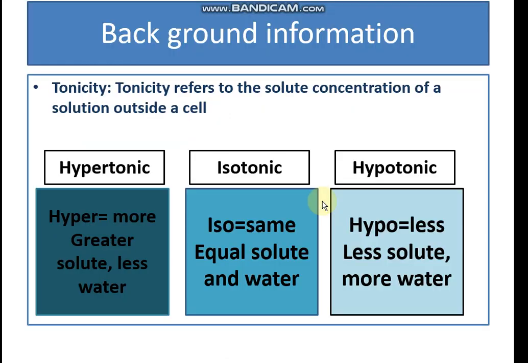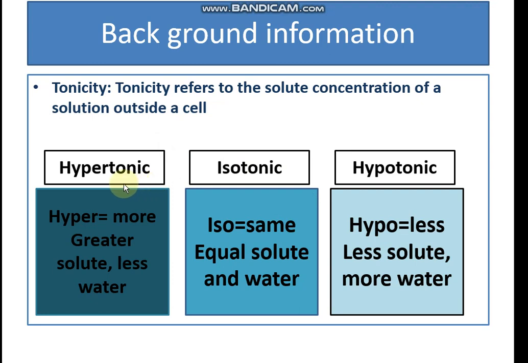Now, moving on to today's topic, which requires certain background information. The first thing is tonicity. What is tonicity? We also learned about tonicity in our previous topic, which was osmosis in plant cell. Tonicity refers to the solute concentration of the solution outside a cell. So we have three different conditions.